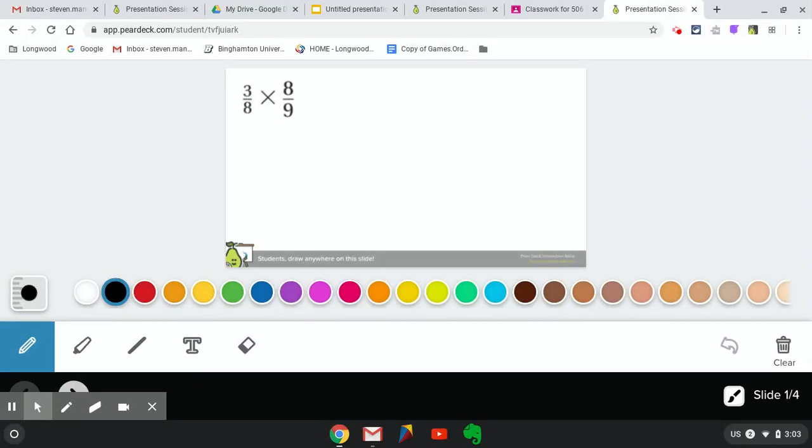Hi, everybody. Hopefully, you had a nice week of trying to catch up on some of the work, and we kind of lightened the load for you there. So, we're going to start up again today with a new skill. So, we're looking at multiplying two fractions.